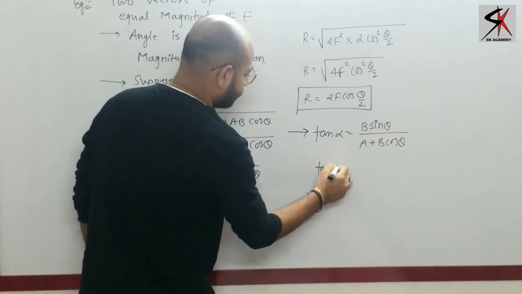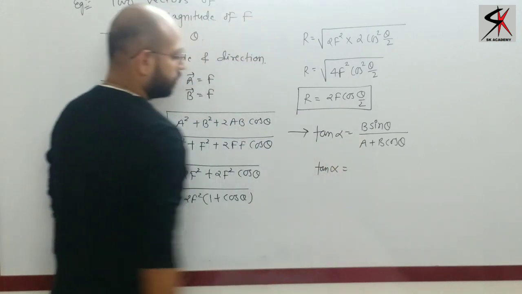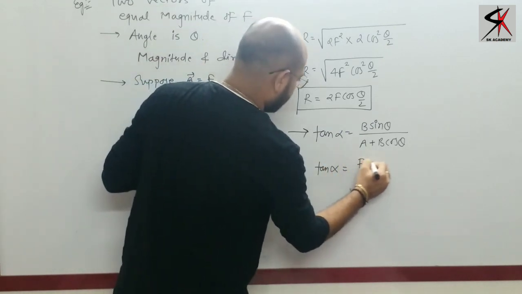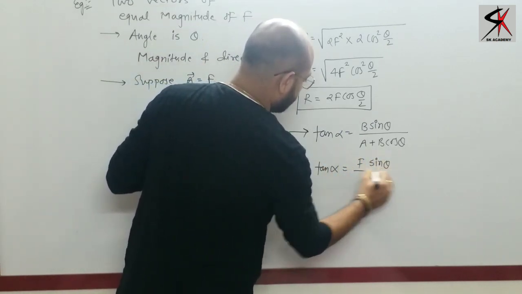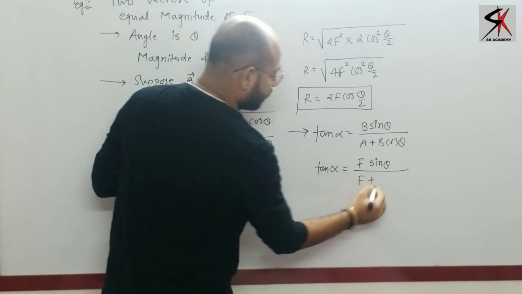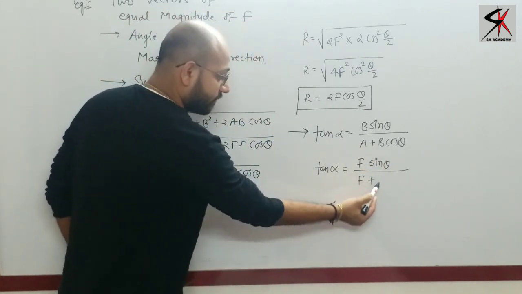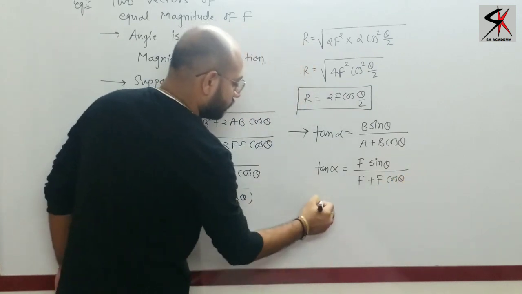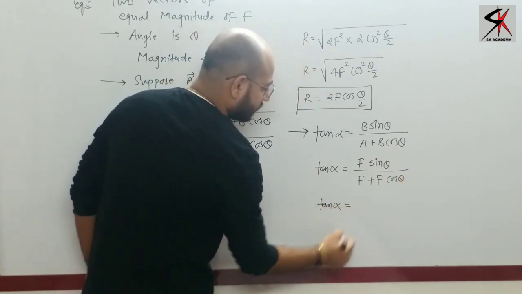So tan alpha is equal to b. What is the value of b? F sin theta divided by f plus f cos theta. Okay, so tan alpha is equal to f sin theta divided by f plus f cos theta.